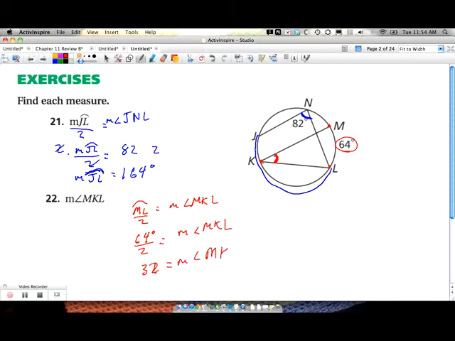These are so easy. As long as you remember that the arc divided by 2 equals the angle of an inscribed angle. Meaning that we're looking for the angle and it's on the circle. On the circle. That's the key. Otherwise, we can't really use this property.